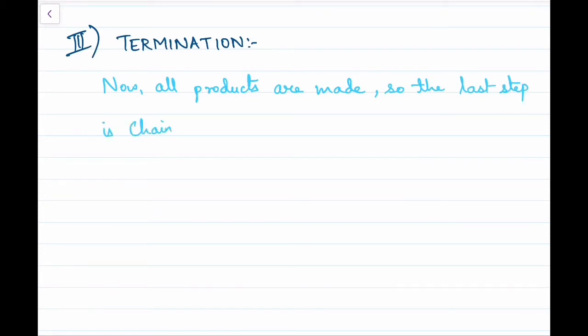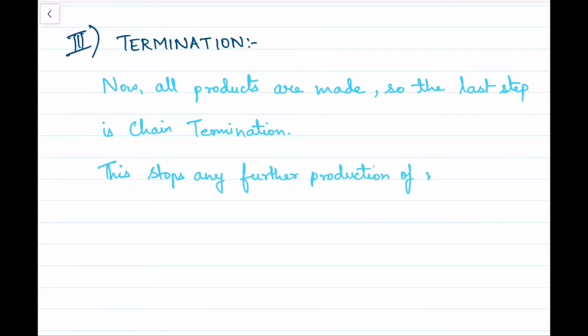Now we move on to the last step, which is termination. Now all the products are made, so the last step is chain termination. This stops any further production of new free radicals. So all the free radicals react together to stop further reactions.